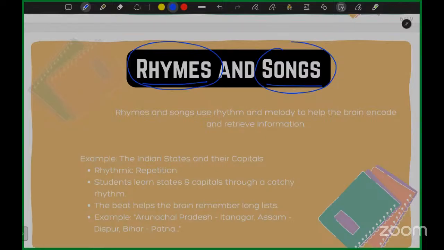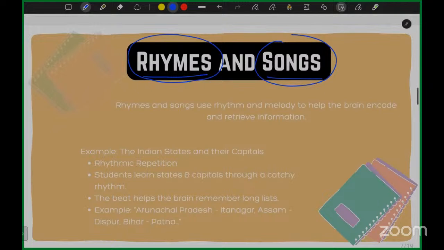So through rhymes, through singing more and more, they can easily remember the concept. When I used to study in my schooling days, remembering the Indian states was kind of a challenging task. Tamil Nadu, what is the capital of Tamil Nadu? Chennai. Then what is the capital of Arunachal Pradesh? Itanagar. Assam, Dispur. Bihar, Patna, like that. We used to remember that in a series like a song. Our teacher used to teach like a song or rhyme.